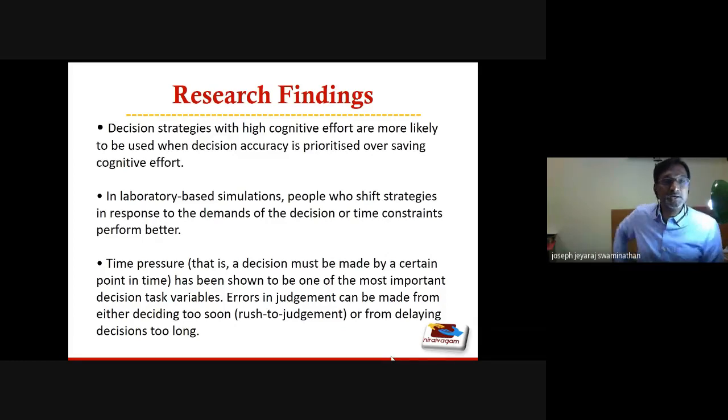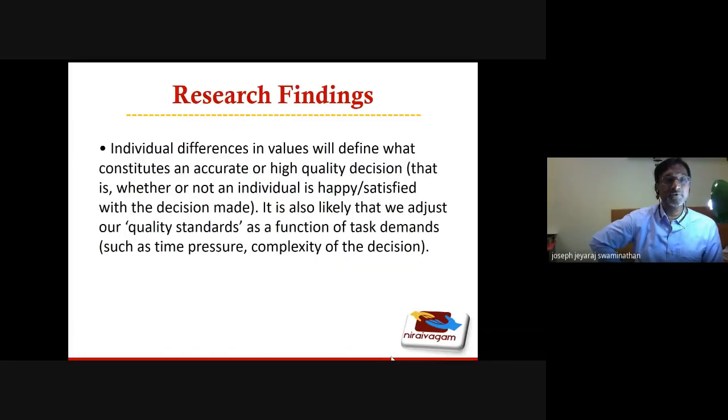Okay, that's the same thing, again, the fifth one as well, the sixth one as well. The time pressure is very similar to what I told you just now. That the decision must be made by a certain point in time has been shown to be one of the most important decision task variables. Okay, we'll go to the last research finding. So we will finish the theory part of it.